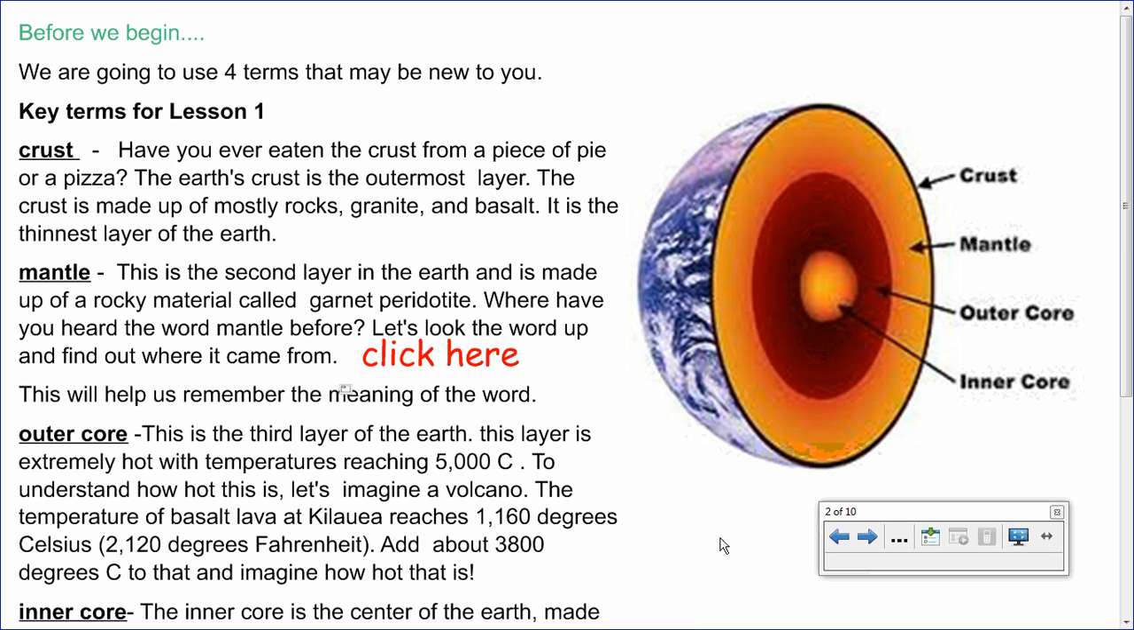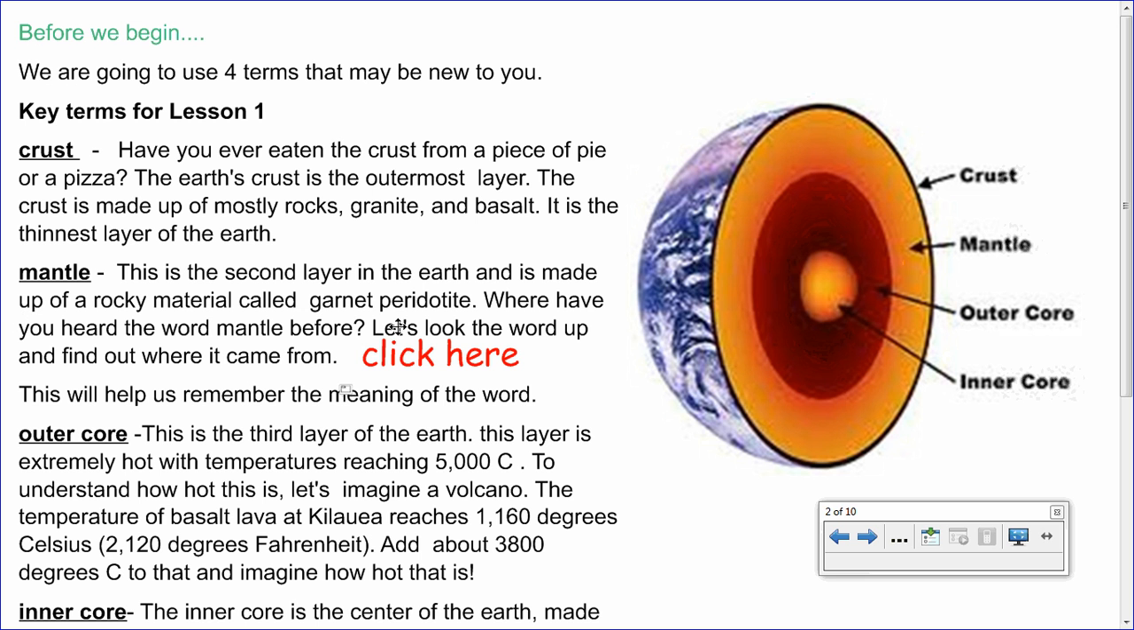Okay, before we begin, we need to talk about some of the key terms that might be new to you. One of the first key terms that we want to discuss is crust. Have you ever eaten the crust from a piece of pie or pizza? The Earth's crust is the outermost layer. The crust is made of mostly rocks, granite, and basalt. It is the thinnest layer of the Earth. So you can see right here how thin the crust is.